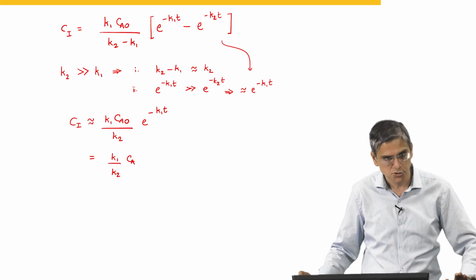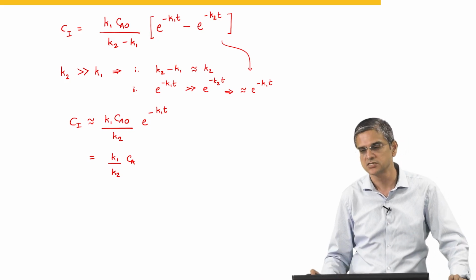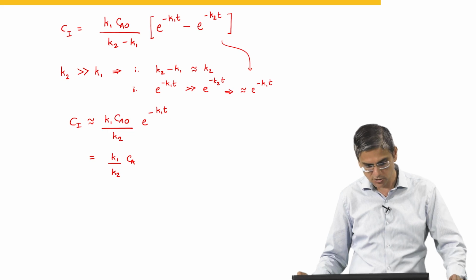It is much easier to deal with simplified systems like this than with the entire complexity. Okay. So, this is about the pseudo steady state assumption. The second assumption that we are going to use is partial equilibrium.